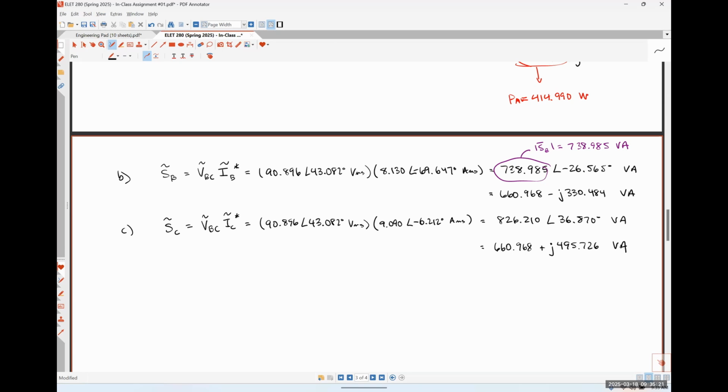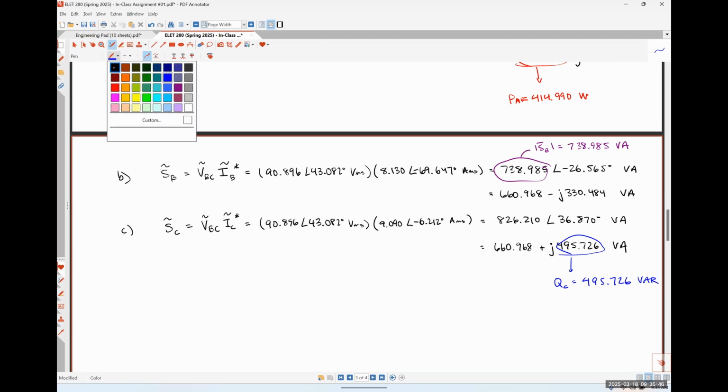So which of those four numbers is the reactive power? The 495.726. So QC is 495.726 var. All right.